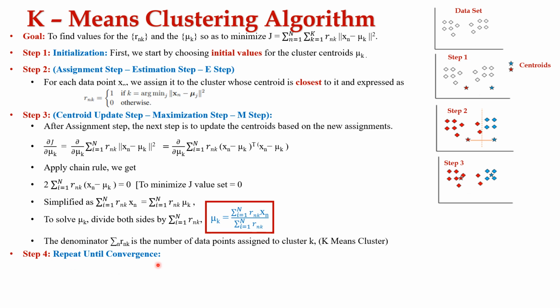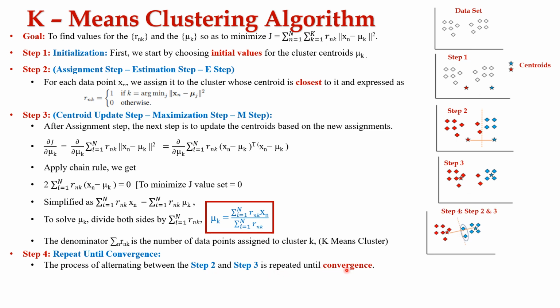Step 4 is the convergence step. The process of alternating between step 2 and step 3 is repeated until convergence. So we can see in this figure that based on the updated centroid values of both the clusters, the data points are being reassigned here. Now we can notice that a few data points which were assigned earlier to cluster 1 are now assigned to cluster 2. So in the next diagram, we can update the centroid for cluster 1 and also for cluster 2.